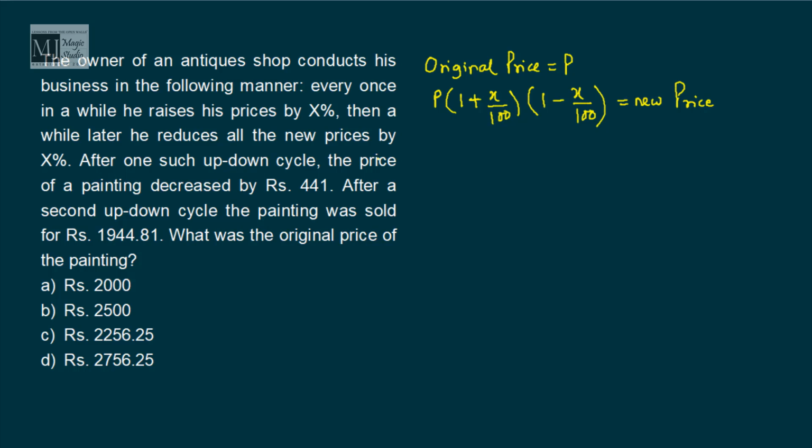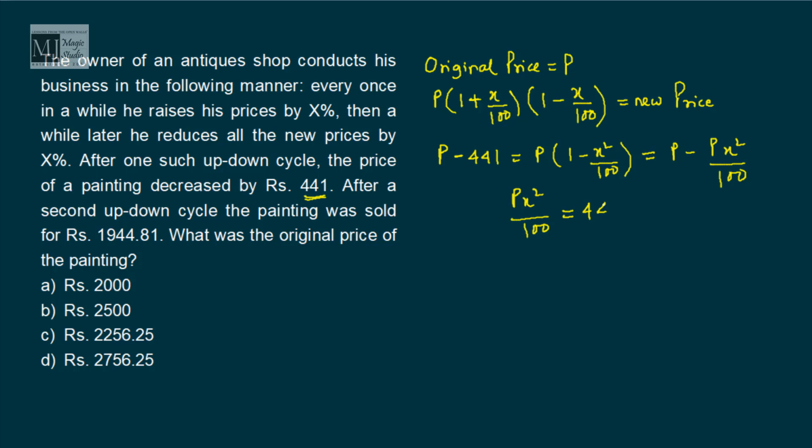After one such up-down, the price of a painting decreases by 441. That means the new price is 441 less than the original price. That means P minus 441 is P into 1 minus x square by 100 square. Okay, so if I solve this, what will we get? P minus P x square by 100 square. So P x square by 100 square is actually equal to 441.